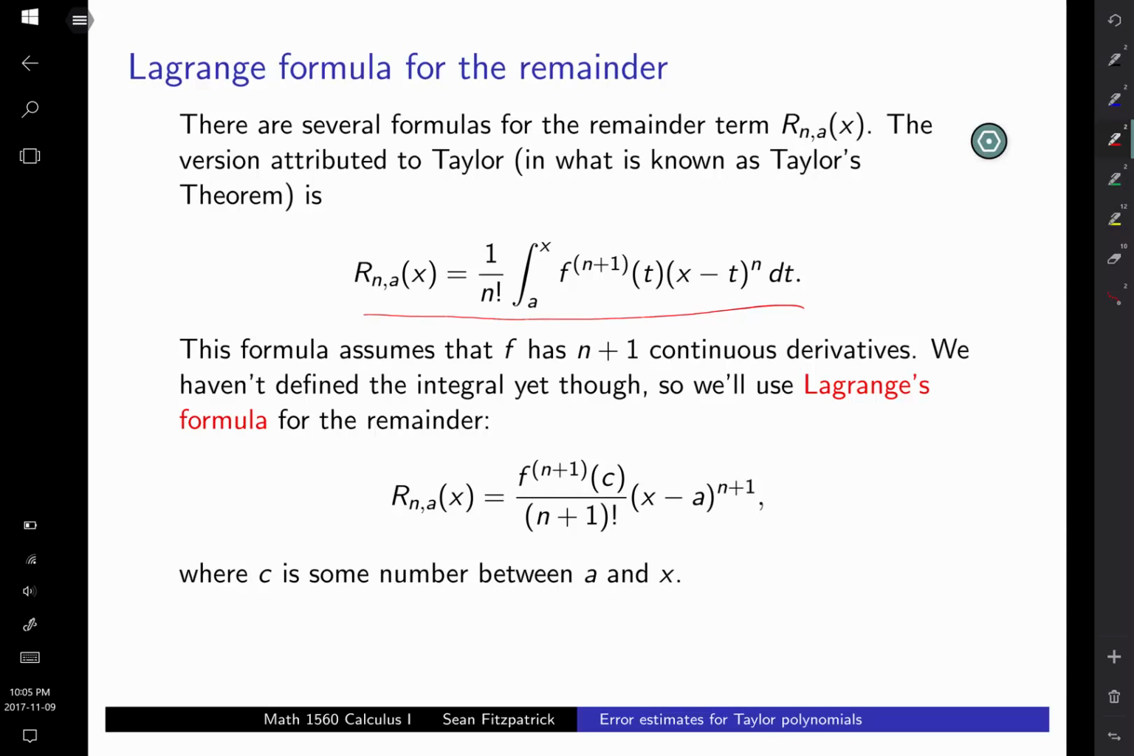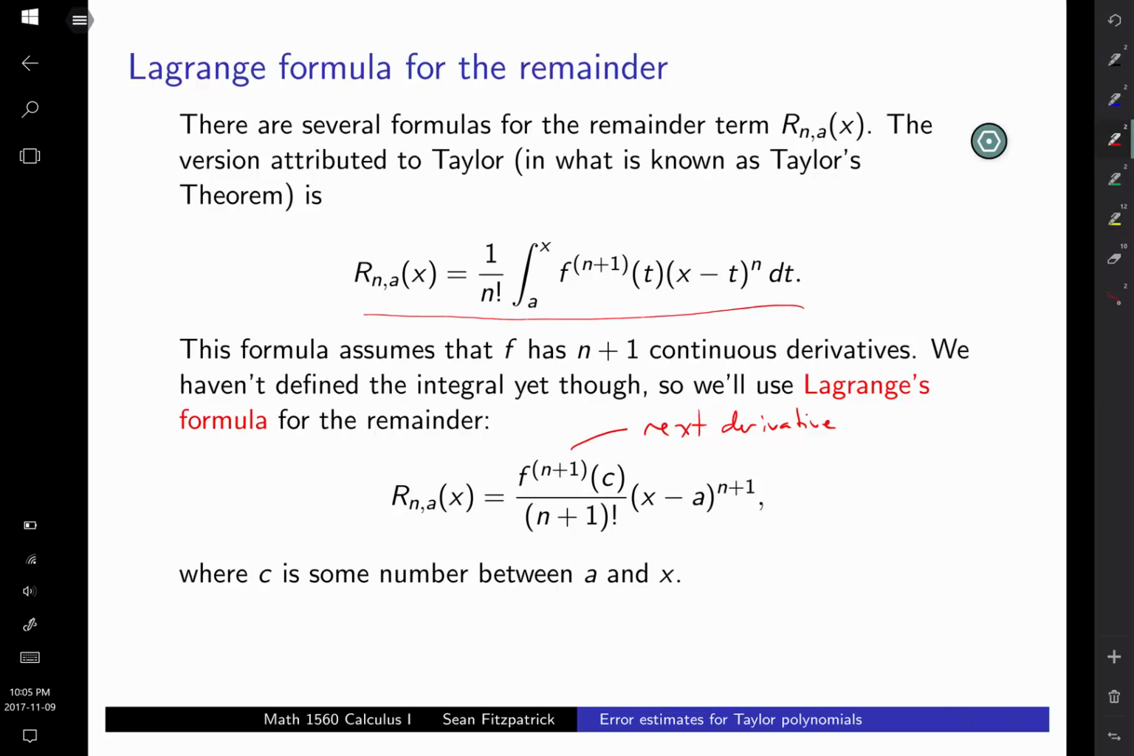Fortunately, there is another formula for that remainder. There are actually about three different formulas for the remainder, but the one that's easiest for us to work with, given the tools we have at the moment, is what's called Lagrange's formula for the remainder. Lagrange's formula says that if you've calculated your polynomial up to degree n, so you've looked at the first n derivatives, you look at the next derivative, the n plus first derivative, the one after the last one you considered when you constructed your polynomial.